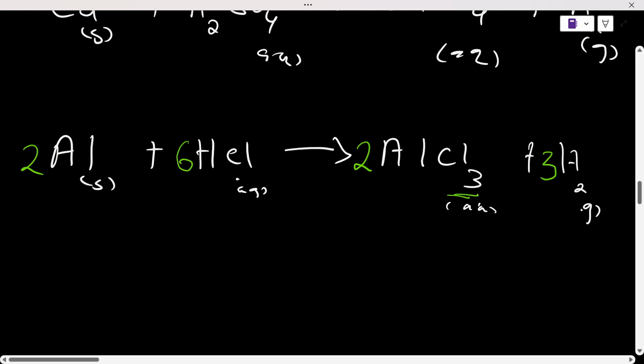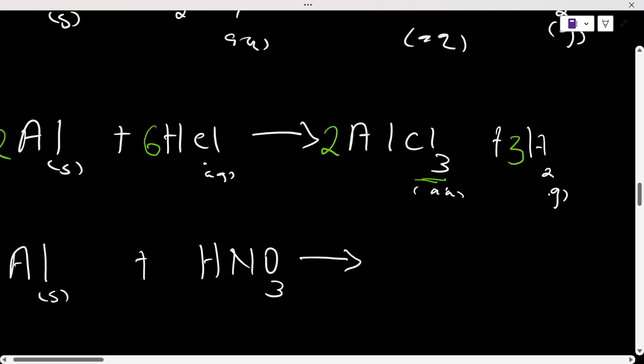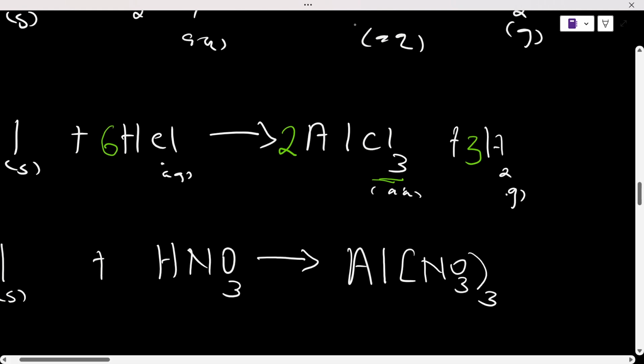Now, lastly, I'm going to do aluminium solid with nitric acid. I haven't reacted anything with the nitric acid. So let's see what we have with the nitric. I'm going to have aluminium nitrate. So it is going to be Al, then in bracket NO3, into bracket 3. Then plus hydrogen gas.